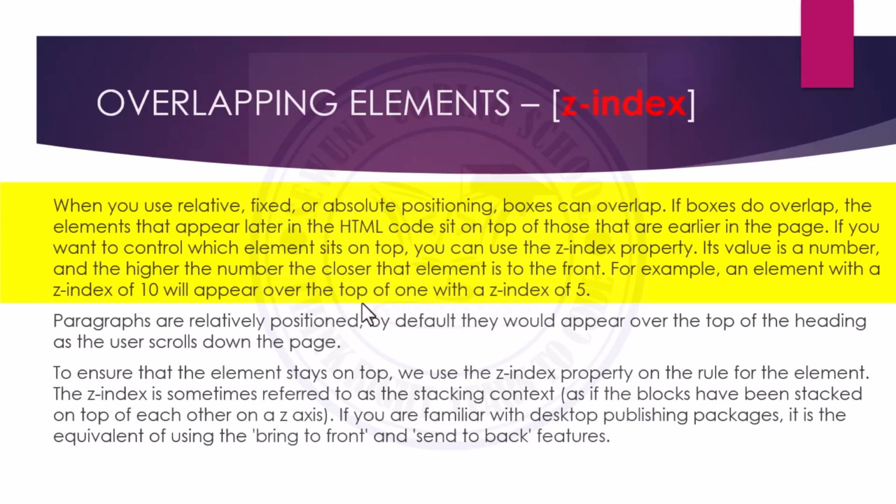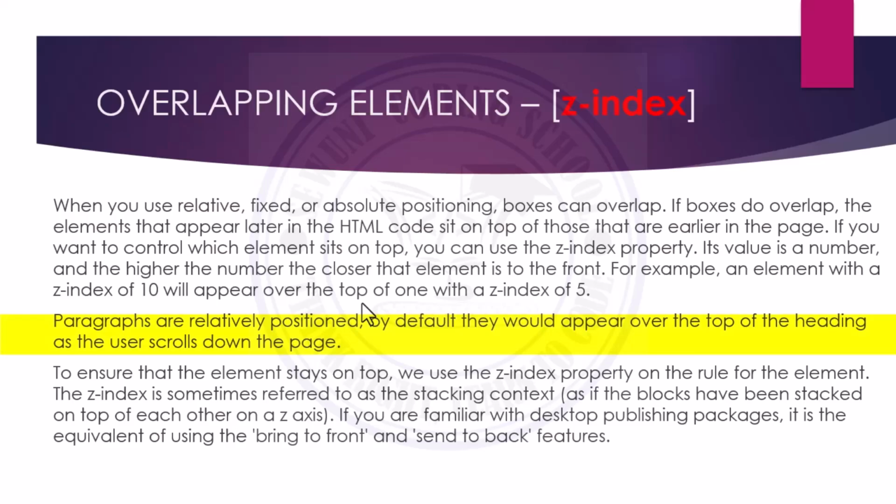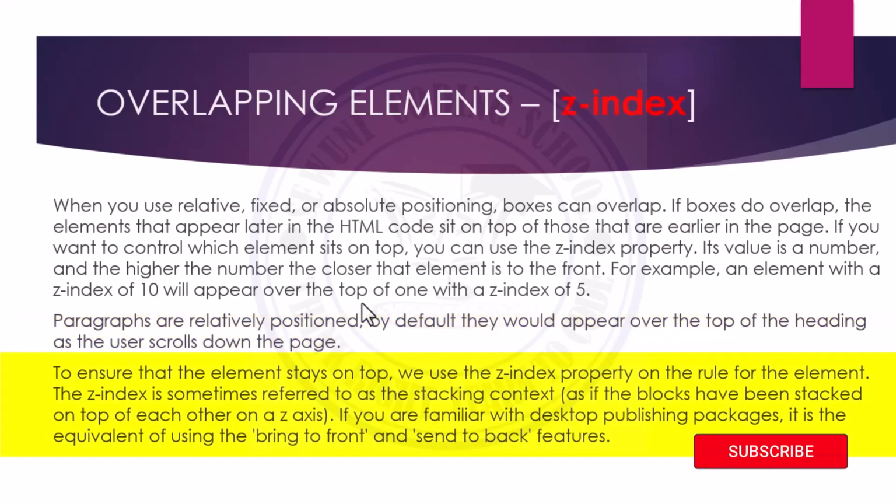Its value is a number, and the higher the number, the closer that element is to the front. For example, an element with a Z index of 10 will appear over the top of one with a Z index of 5. Paragraphs are relatively positioned. By default, they would appear over the top of the heading as the user scrolls down the page. To ensure that the element stays on top, we use the Z index property on the rule of the element. The Z index is sometimes referred to as the stacking context.